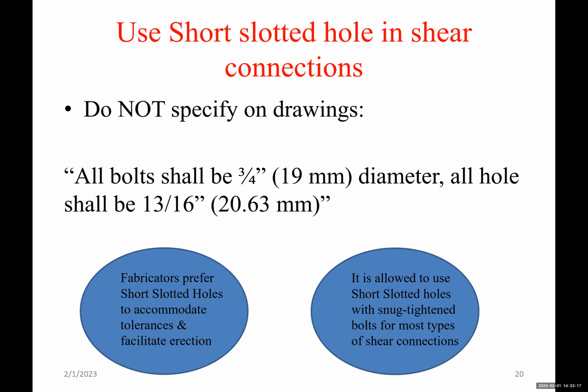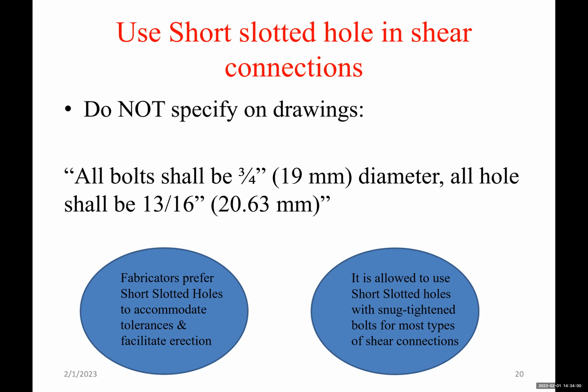Fabricators prefer short slotted holes to accommodate tolerances and to facilitate erection, as I mentioned before. Allow them to use short slotted holes with snug tight bolts for most types of shear connections. And this is probably the most common. So they can use slotted holes, they can use snug tight, and this should be appropriate for maybe all the floor framing members. And these are most of the connections in a structure.